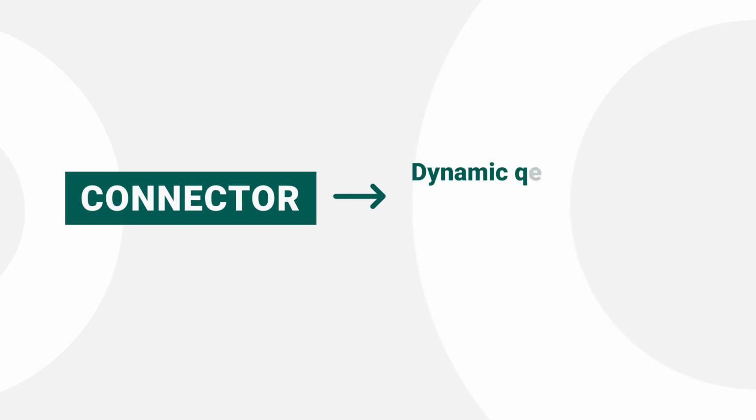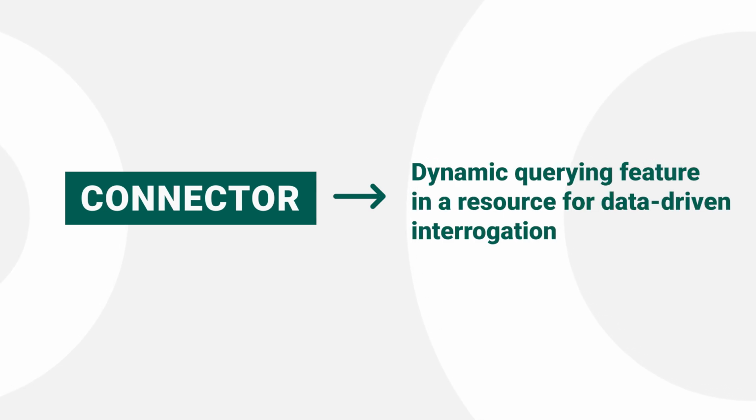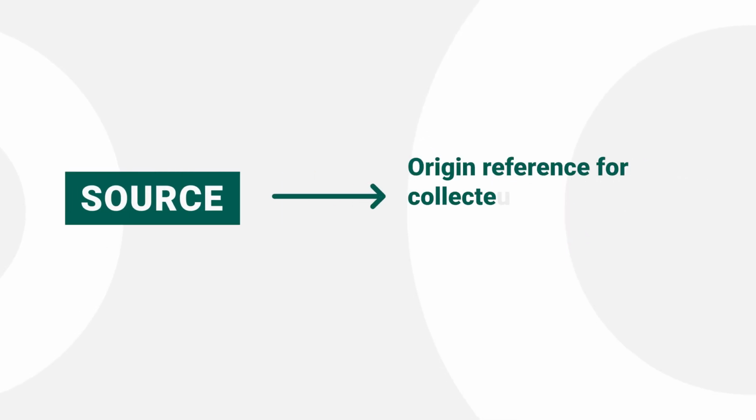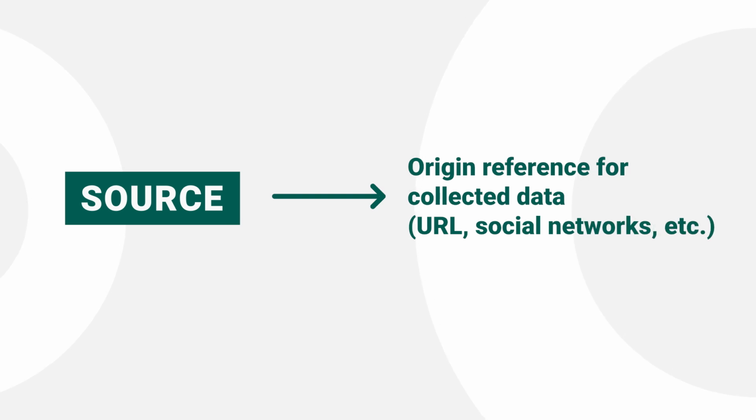A connector is a feature added to a resource, enabling the application to dynamically query this resource for data. The data returned by the resource is then automatically integrated into the investigation through the creation of entities. Finally, the source is the reference to the origin of the information collected, web address, for example.